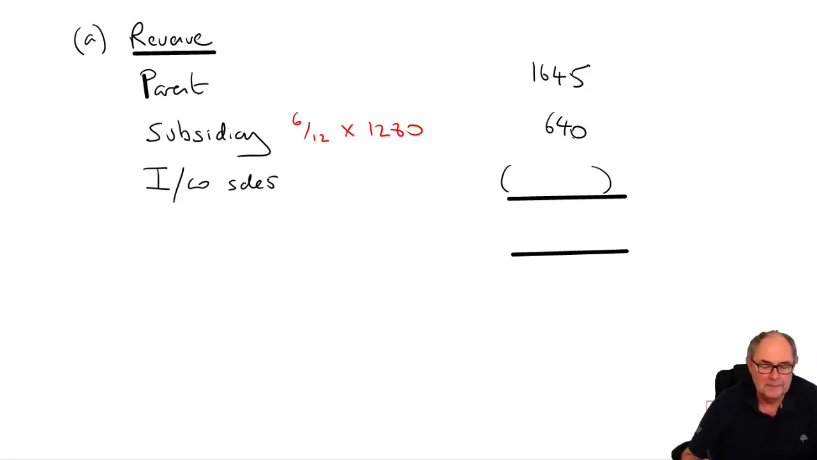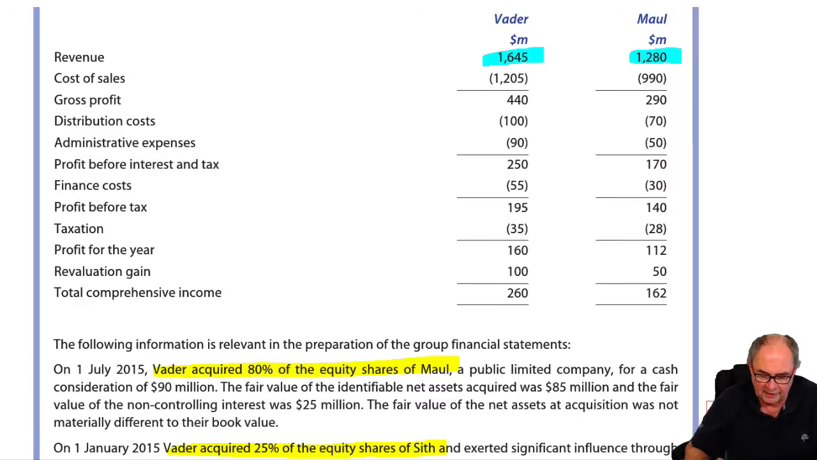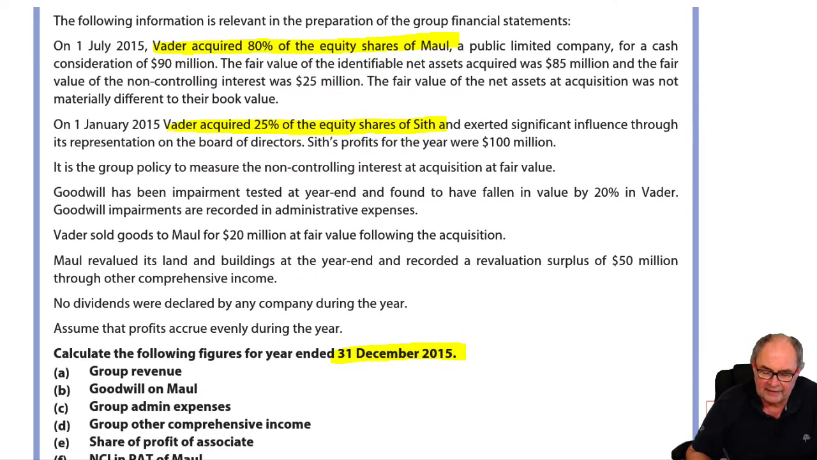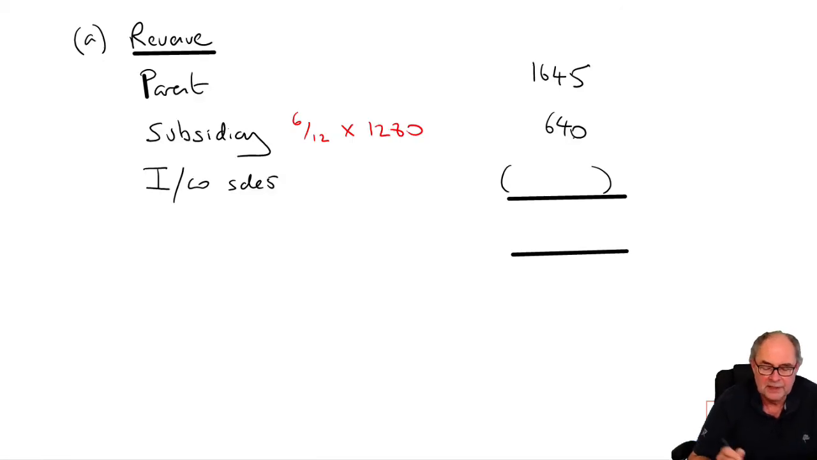Intercompany sales are somewhere further down the scenario. There it is. Vada sold goods to MALL for 20 million. It says at fair value. That doesn't make any difference what they've sold. The intercompany sale was 20. That's the thing that we're looking for. So that needs to come out of revenue and also out of purchases, but we're not doing cost of sales here. And that was all after the acquisition, so no time apportioning of that. That's 20. So I think that would give me revenue of 2265.